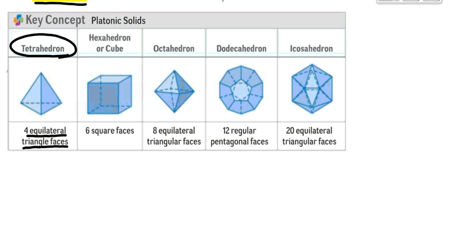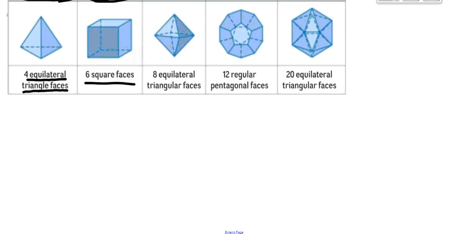And then the hexahedron or cube. Hexa means 6. It's 6 squares that are all identical, and 6 square faces. And then we'll just look at these other ones. An octahedron is 8 equilateral triangular faces. A dodecahedron is 12 regular pentagonal faces, and an icosahedron is 20 equilateral triangular faces. And that's how many you need to put those together. And I will not require you to know those, just the first 2 there as we look at that.